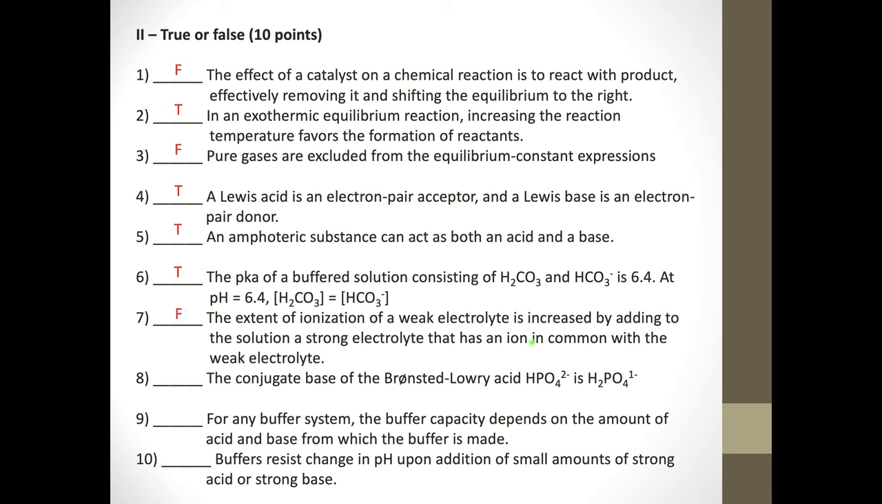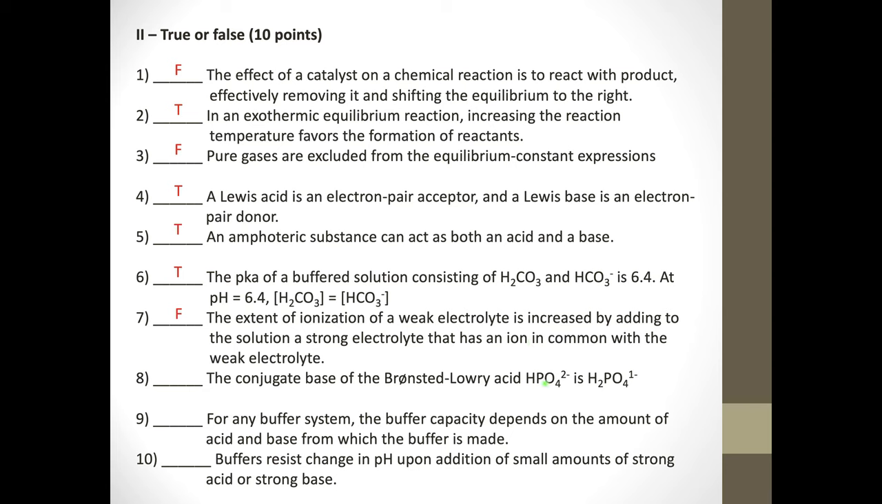because it's reducing the ionization of the weak electrolyte when you add this strong electrolyte to the solution, because you're increasing the concentration of a common ion that is in the products, and because that is going to shift to the left, it's going to decrease the ionization of the weak electrolyte. Number eight, the conjugate base of Bronsted-Lowry acid HPO4-2 is H2PO4-1.